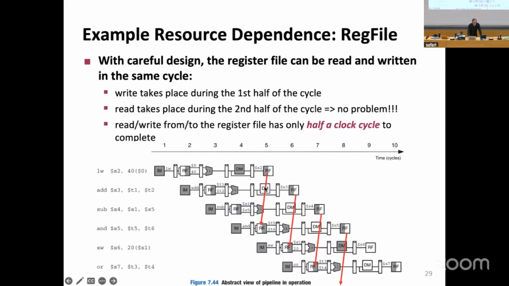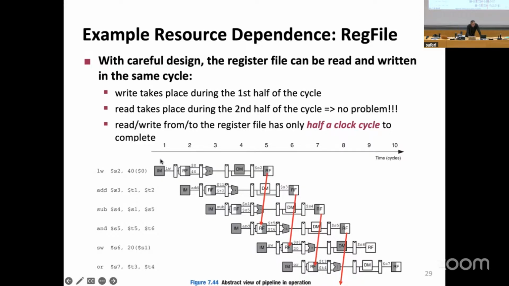Now, if you do this, there's one benefit. Let's take a look at these instructions. These instructions are not really ideal, but for example, this instruction writes to register 2 in the first half of the 5th cycle. Now, if another instruction needs register 2, they can do it in the second half of the 5th cycle. Okay, this is our pipeline.